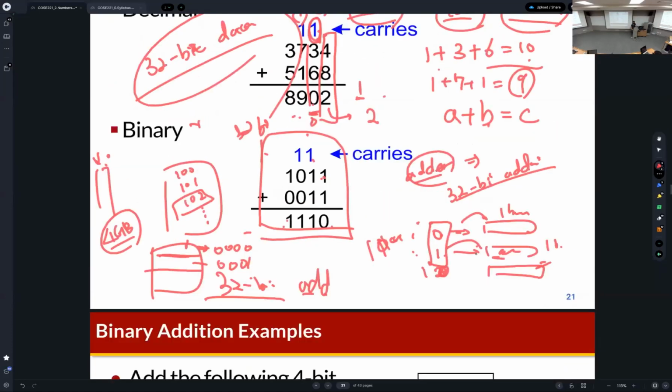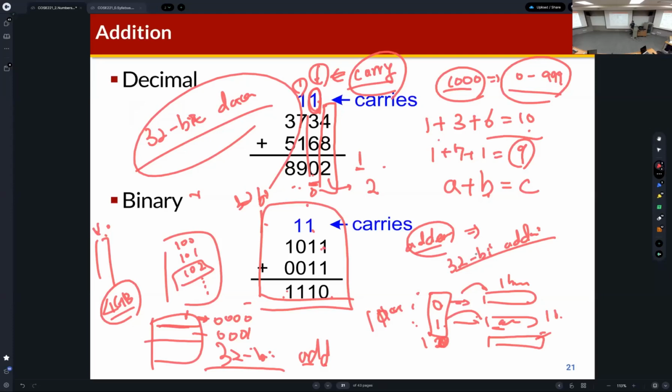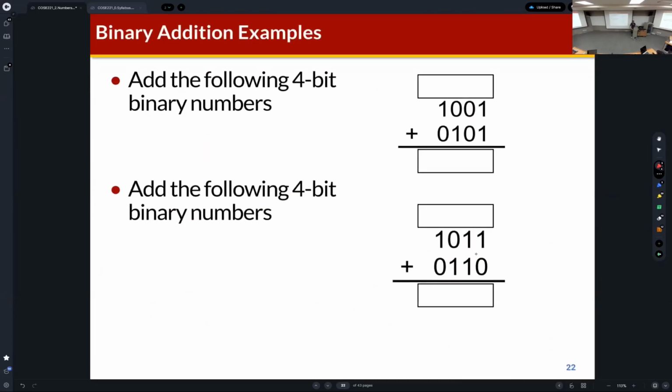So we learned about the arithmetic of the binary number system. But you know, the arithmetic of the binary number system is the same as the arithmetic operations of the decimal number system, right? So add is add, subtract is subtract, multiply is multiply, and so on. Okay. So let's review binary addition. How can we calculate 1001 plus 0101?